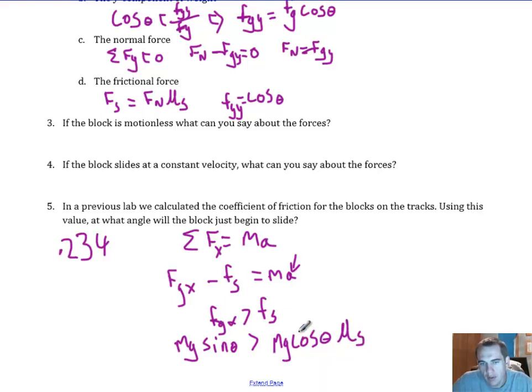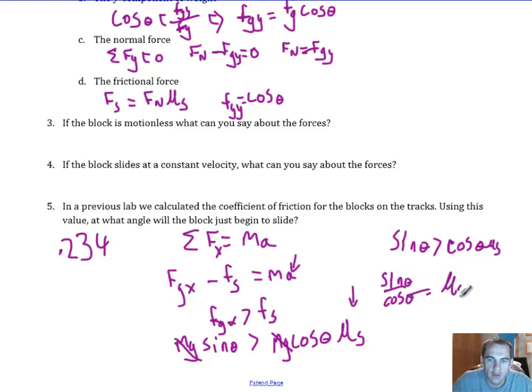Now I'm trying to find the angle. So what I'm going to do is divide both sides by mg. It cancels out, and then I'm going to have the sine of theta is greater than just cosine theta, mu s. Divide both sides by cosine theta, and I get the sine of the angle divided by the cosine of the angle is equal to the coefficient of static friction.